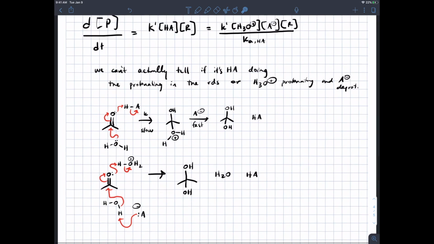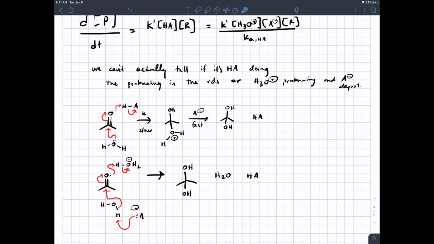The first one is the one we did before, yeah. This is our first scenario where you have this acid involved in the rate determining step, not hydronium. And then you have water attacking. But we can't tell the difference between that and the alternative where hydronium does the protonating at the same time as the conjugate base of our acid deprotonates water. Okay?